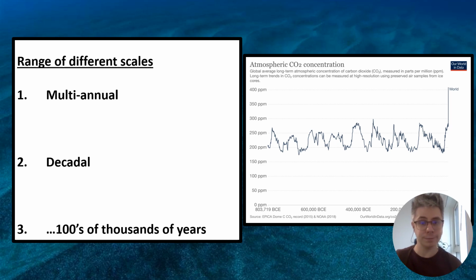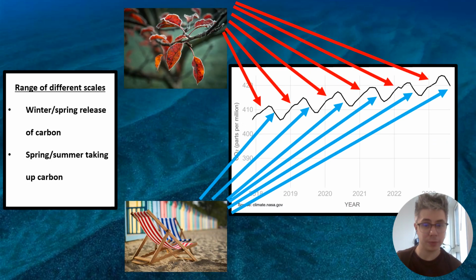So going back to the multi-annual graph that we were looking at before, this is showing seasonal changes in the carbon cycle. What you have is a repeated upward and downward trend, which corresponds to the winter/spring release of carbon and then a spring/summer decrease in carbon. The winter/spring release of carbon is related to organic matter decaying and then releasing carbon into the atmosphere, whilst the spring/summer decrease in carbon is related to photosynthesis using carbon and then storing it within the vegetation.